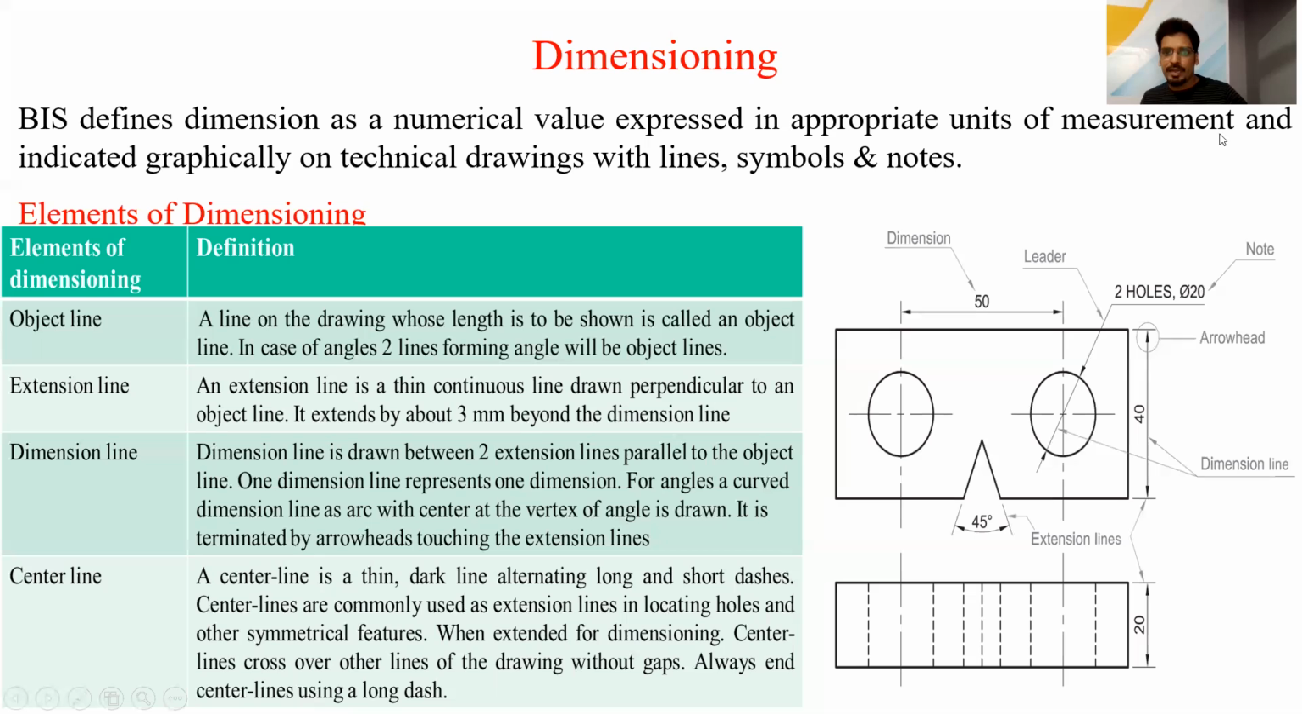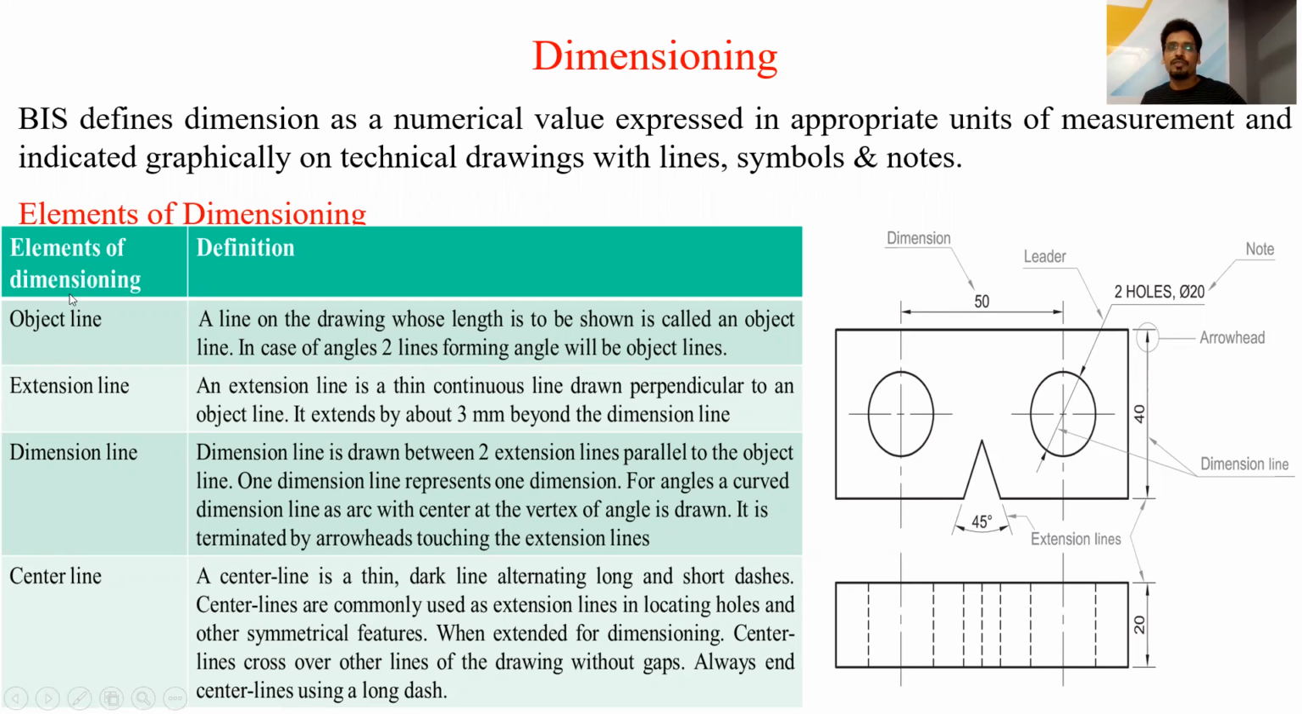Let us suppose we have made a drawing on the drawing sheet like this, and we have to indicate what is the dimension of the various lines, what is the width of this drawing, what is the length of this drawing, what is the diameter of this circle. So we have to draw the dimensions according to some rules. There are some rules of dimensioning, and there are certain symbols and certain lines which we have to use in dimensioning. So next we are going to discuss elements of dimensioning.